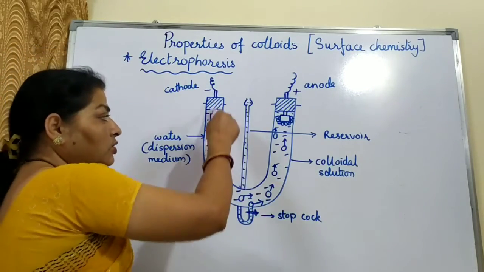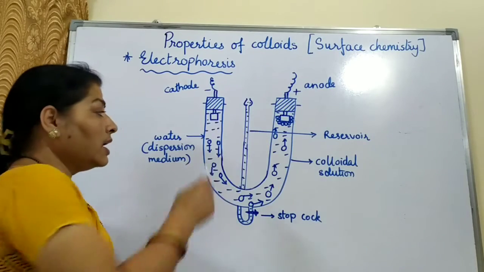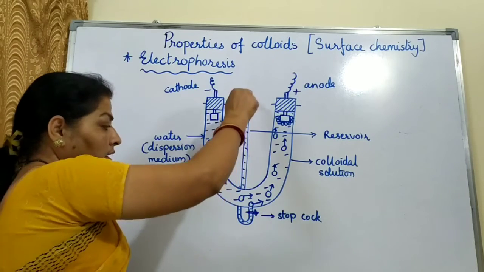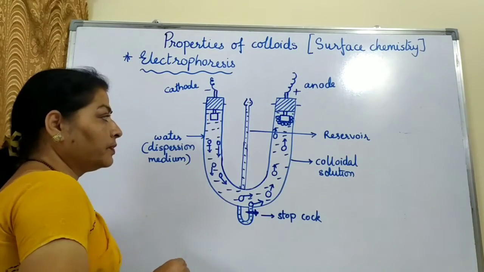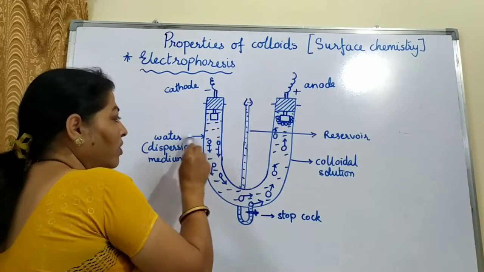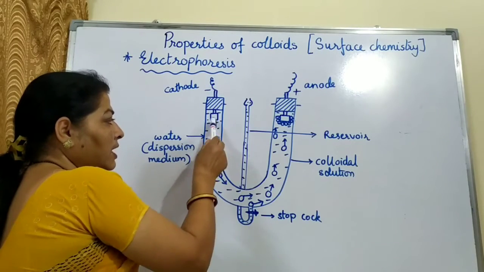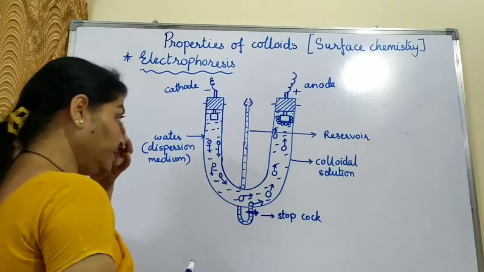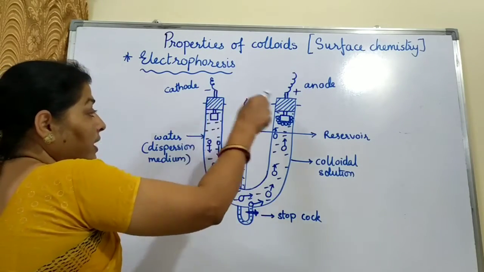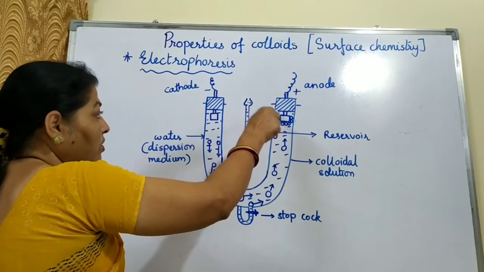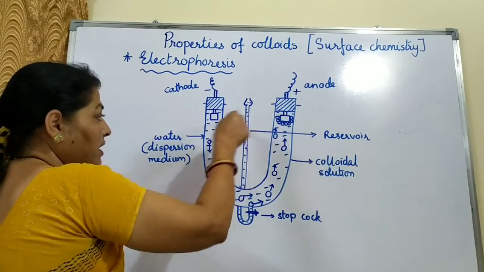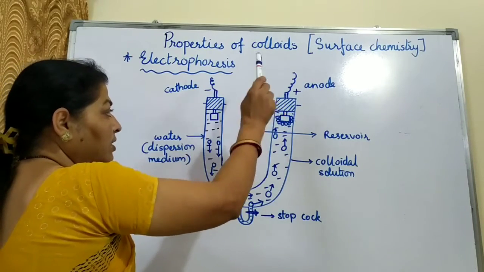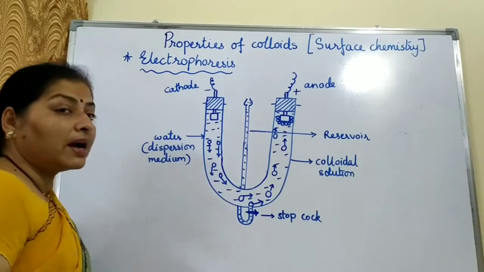In this activity, a U-shaped tube is taken. A colloidal solution, that is a sol, is filled through this reservoir, and then a small quantity of water, which is the dispersion medium, is filled above the colloidal solution. Now, two electrodes, the anode and cathode, are dipped. Water is there in this arm also, and the anode and cathode are dipped into that water and electric current is passed.